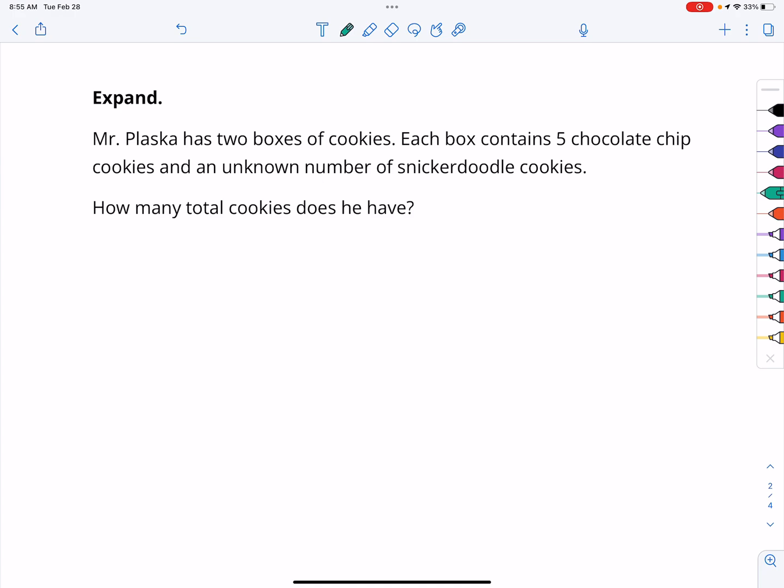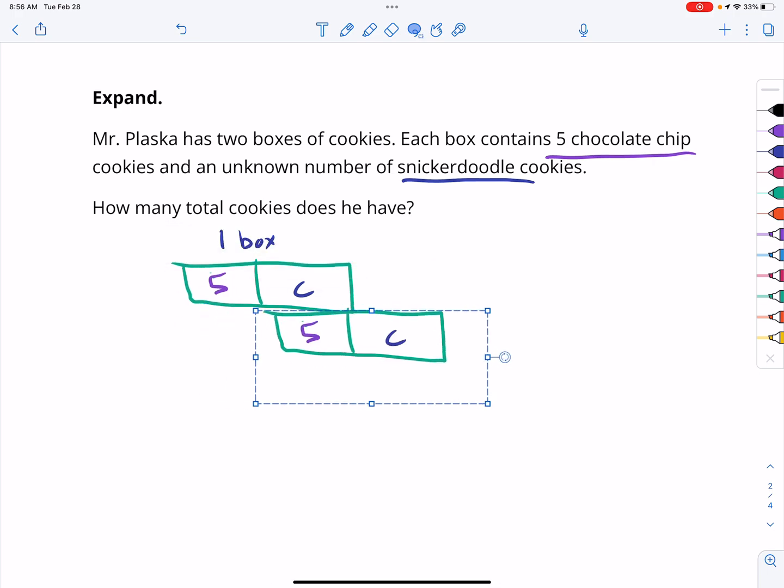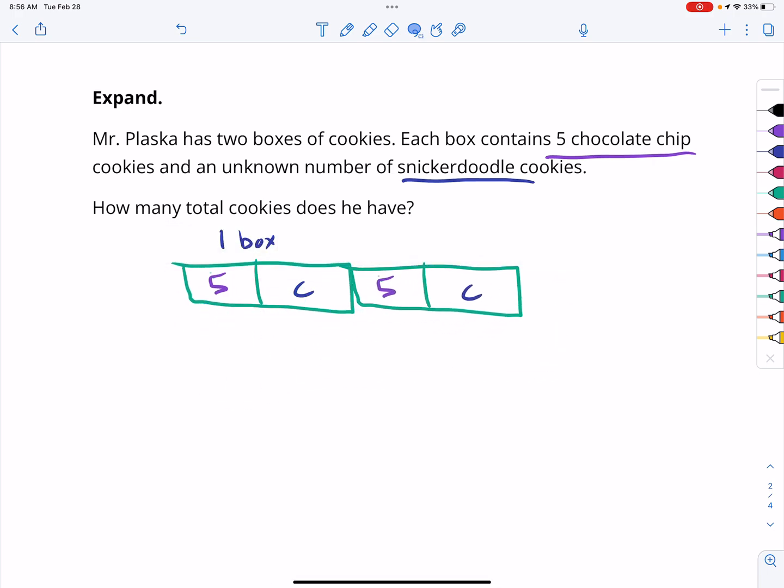So I'm imagining if this is one box here, in this box I have 5 chocolate chip cookies. I'm going to actually use a different color for that. 5 chocolate chip cookies, and then an unknown number of snickerdoodles. And so I'll make those S. So there's one box of cookies. I'm not going to use S because that looks so much like a 5. I'm going to change it to a C for cookies. Sorry about that. So in that one box I have 5 cookies and then C cookies, but I actually have 2 of those boxes. So I'm going to duplicate that because here I have 2 boxes.